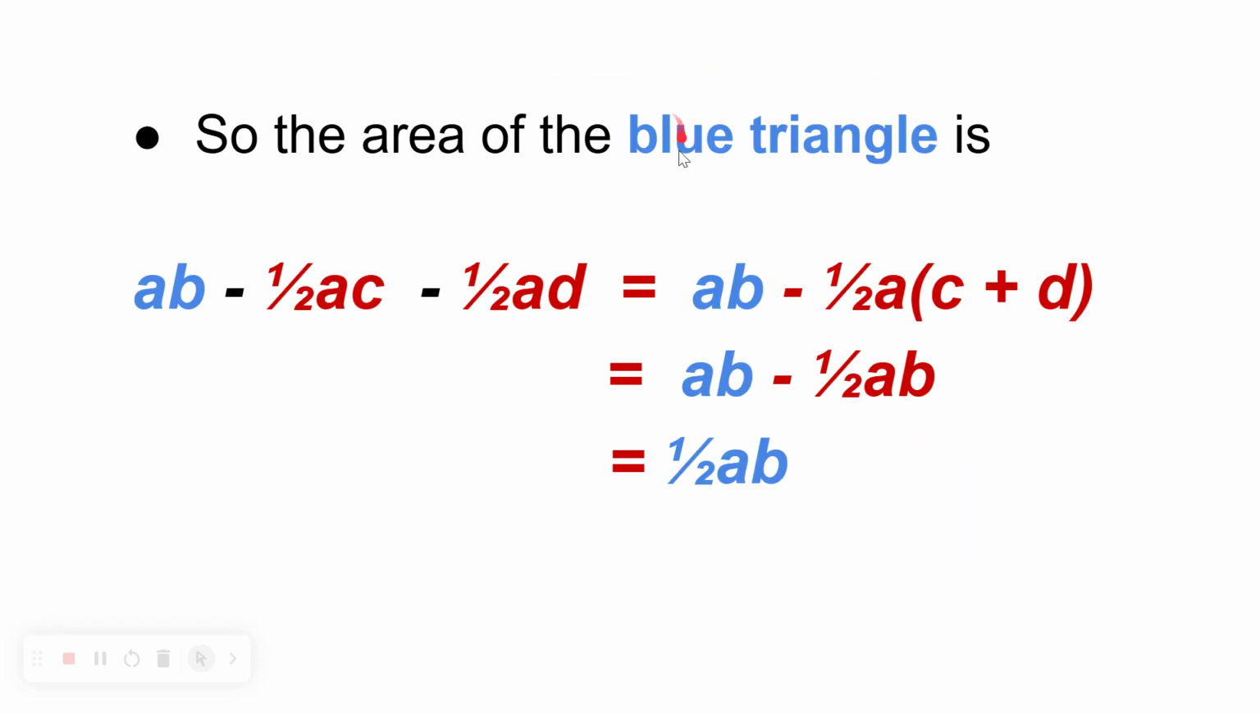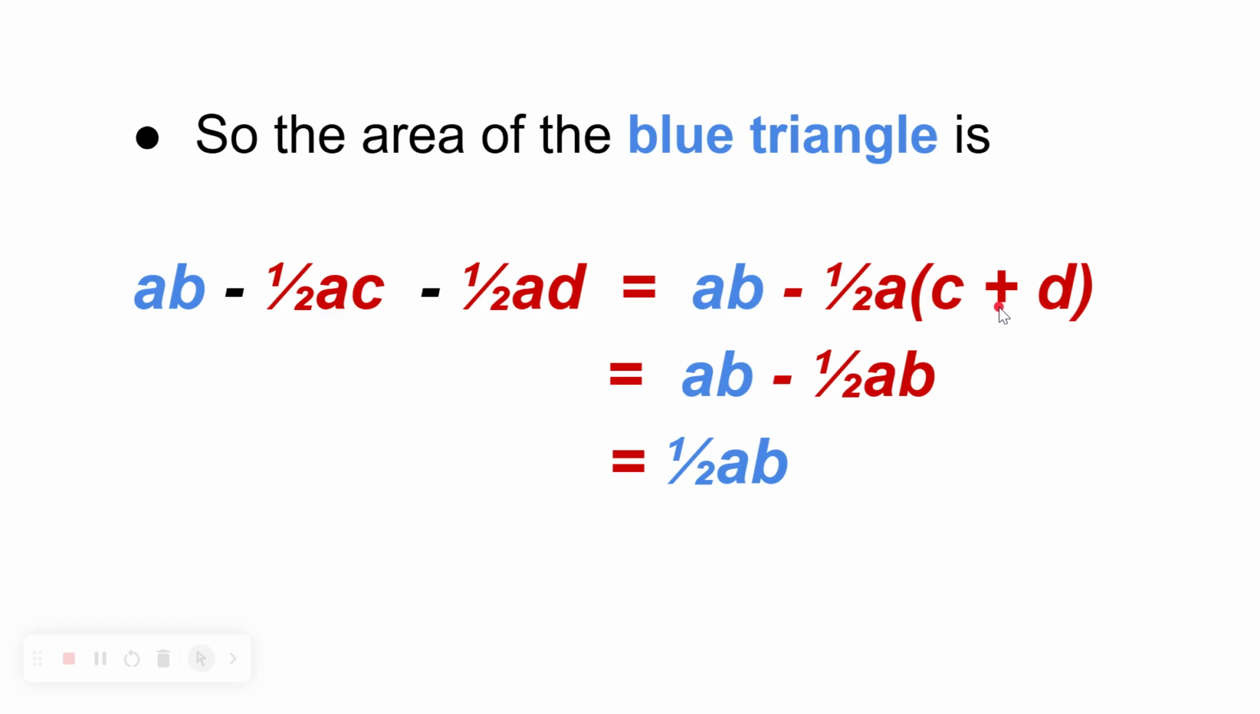So the area of the blue triangle would be AB, the whole rectangle, minus 1/2 AC minus 1/2 AD. We can rewrite that by factoring out the 1/2 A and bringing it to the front. If you remember the distributive property, this is the reverse of it. We're factoring out that 1/2 A, leaving C plus D in the parentheses.